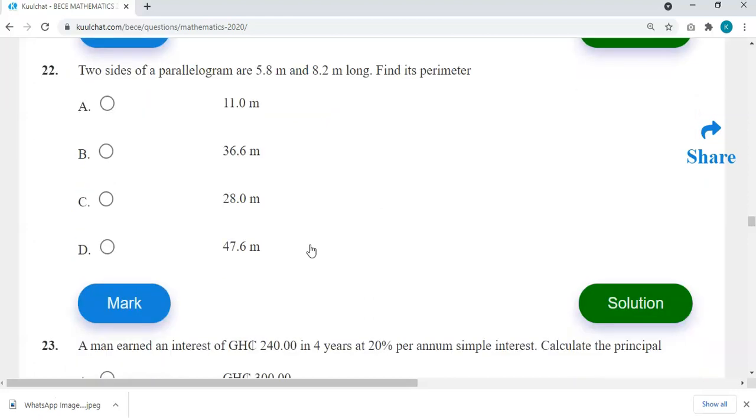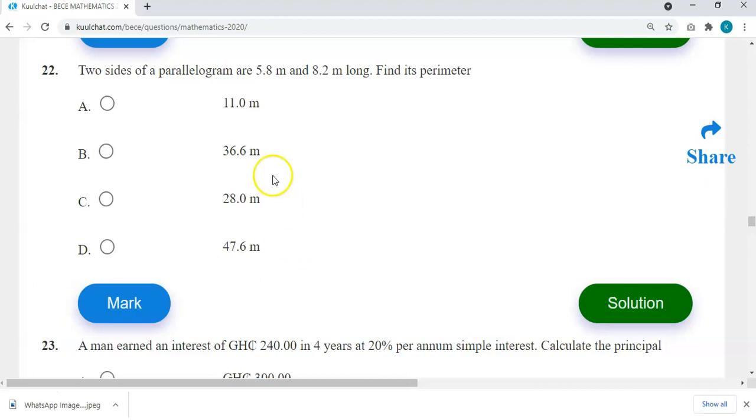Question 22 says two sides of a parallelogram are 5.8 meters and 8.2 meters long. Find its perimeter. Perimeter is the length of the shape you have. If it's a rectangle, a triangle or whatever it is, the total length you have in that shape is what we call the perimeter. Sometimes, instead of saying circumference of a circle, they may say perimeter of a circle, which talks about the entire length of the shape you have.